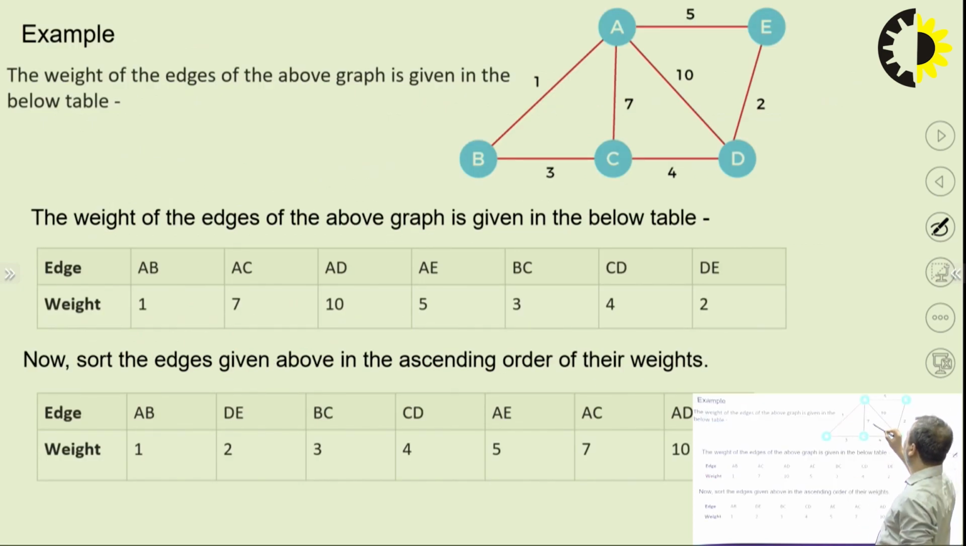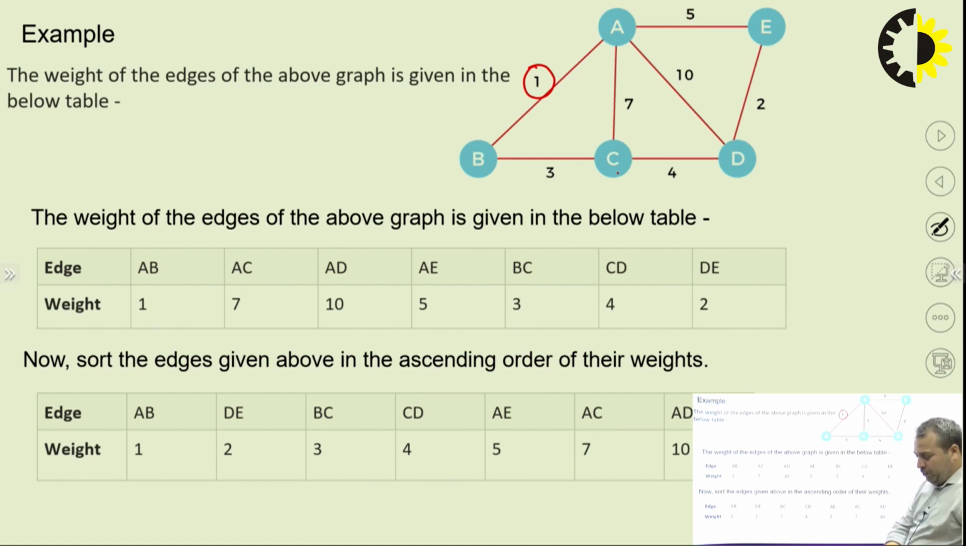Suppose this is the graph. So how many vertices are here? 1, 2, 3, 4, 5. There are 5 vertices. So these all are the edges: A to B, A to C, A to D, A to E. Okay, so which one is the minimum weight? A to B or B to A. So first we will write this one in increasing order of the weight.